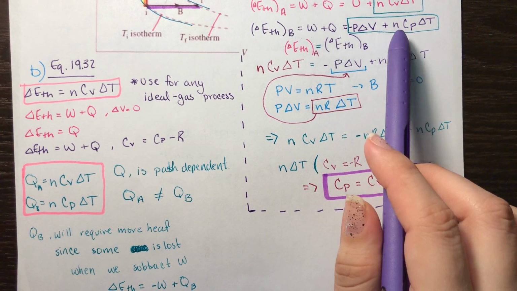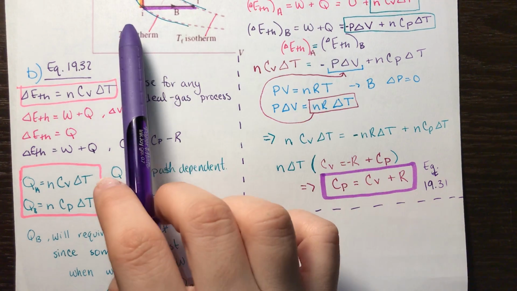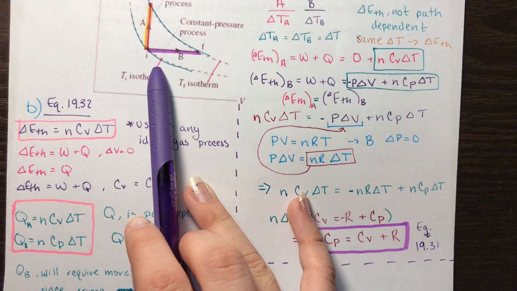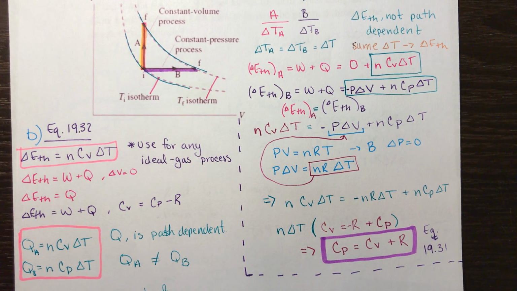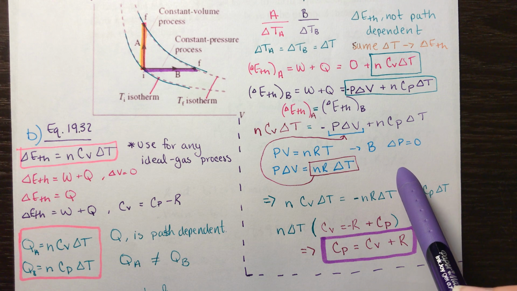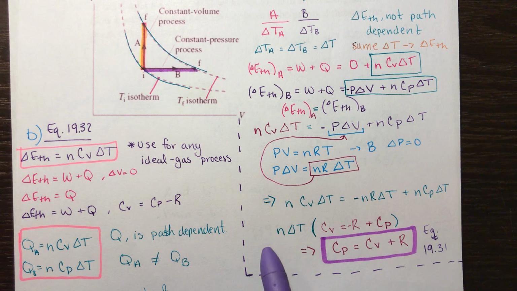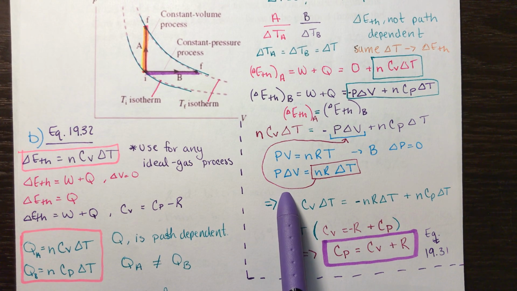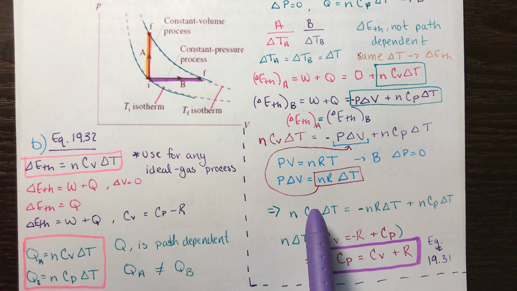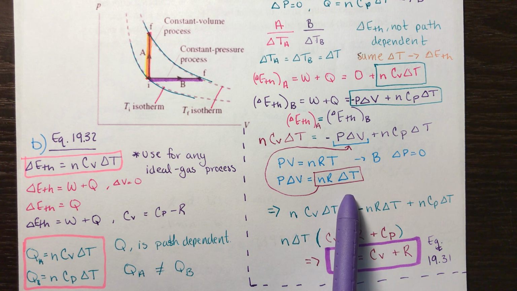So since this expression came from the path B, we want to relate the ideal gas law to this part of the problem. So for path B, we know that our pressure is constant, so there's going to be no change in pressure, but we do see a change in volume. N and R are also constant, and we do have some change in temperature.